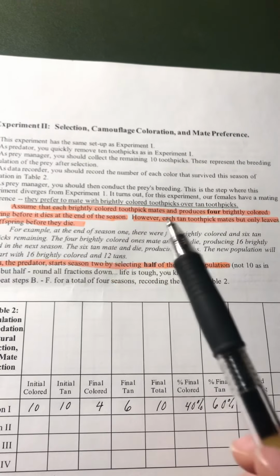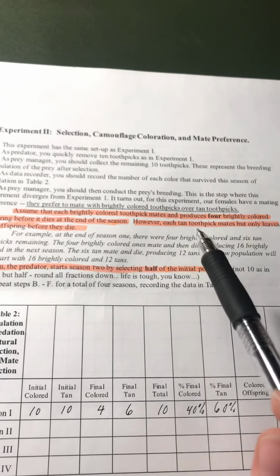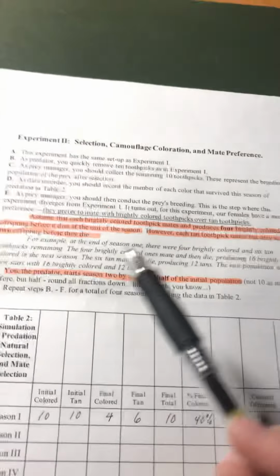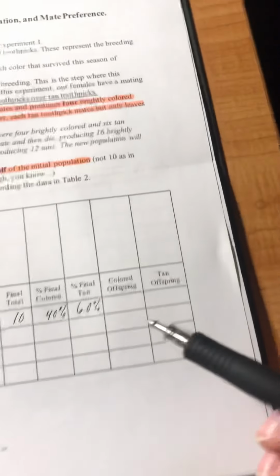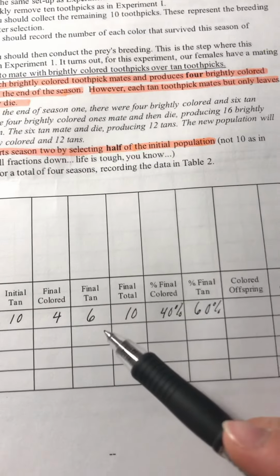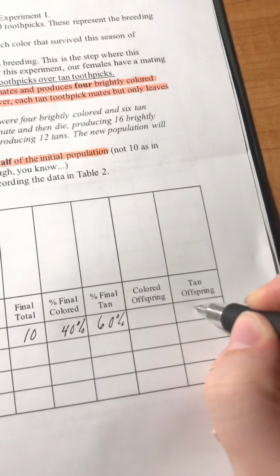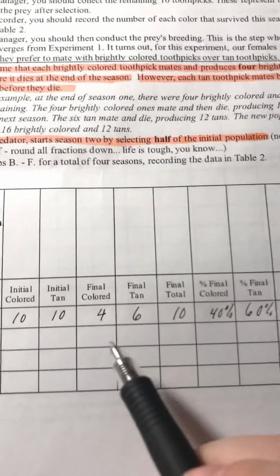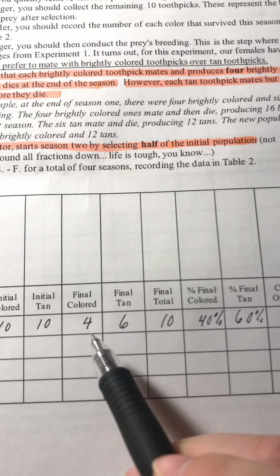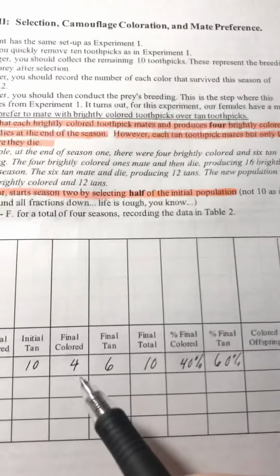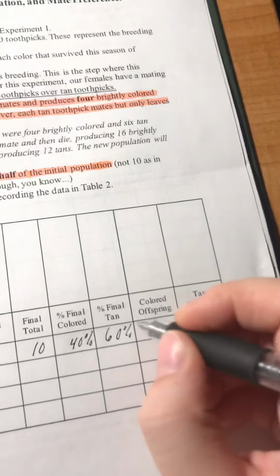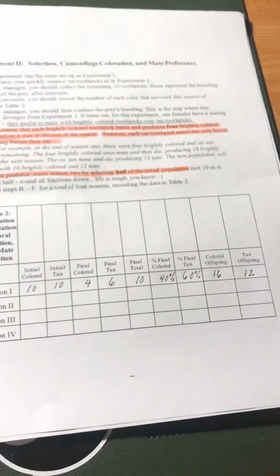So you will have all the colored toothpicks produce 4 brightly colored offspring, but the tan will still only leave 2 offspring. So that is the same as last. So if we look at the tan offspring, which is 6, that's going to double. So we're going to have 12. But now we have 4 colored offspring. They're each going to produce 4 offspring. So what's 4 times 4? 16. Here we go. So that's what's going to happen.